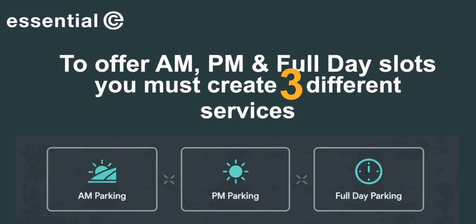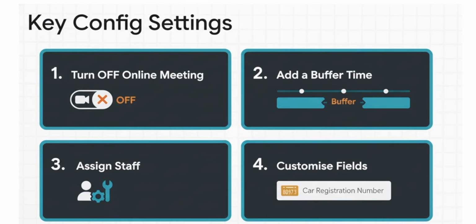If you want to offer different time slots like morning, afternoon and full day, here's a heads up. You can't do that all in one service. You'll need to set up a totally separate service for each one of those options. So one for AM, one for PM and another one for the full day. For each service, you'll also need to turn off the online meeting option. You don't want to send out confusing Teams meeting invites for a parking spot.